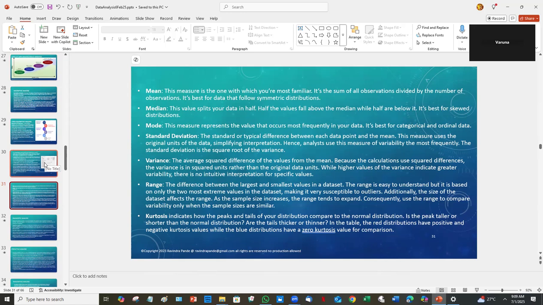In the real world, in the mathematical world, analysts use the measure of variability most frequently, and the standard deviation is the square root of the variance. Again, that's a derived mathematical formula for standard deviation. We don't have to remember any formulas here. Let me repeat that: all these formulas are inbuilt in Excel, and we'll work on that.